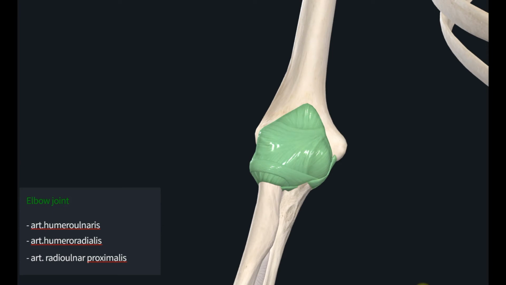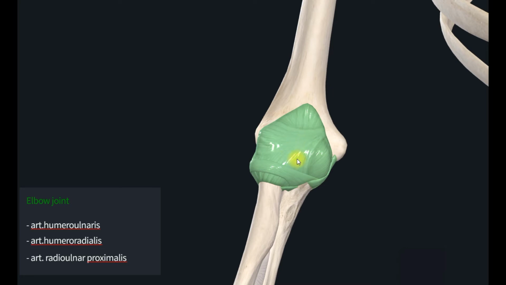The elbow joint. The elbow joint, or cubital joint, articulatio cubiti, is essentially a complex of three joints, including the humero-ulnar joint, humero-radial joint, and proximal radio-ulnar joint. The humero-ulnar joint and humero-radial joint form a complex hinge joint that allows flexion and extension of the forearm, while the humero-radial joint, along with the proximal radio-ulnar joint, facilitates pronation and supination of the forearm.